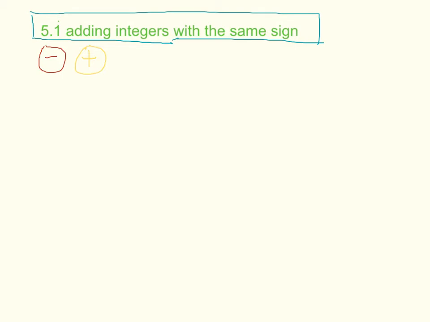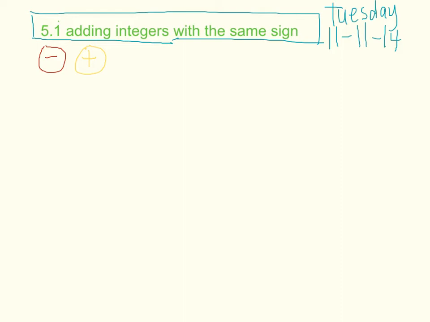Okay, so this title is 5.1, Adding Integers with the Same Sign. Put that at the top. This is Tuesday, November 11, 2014. Okay, so get the title and the date at the top of your page.